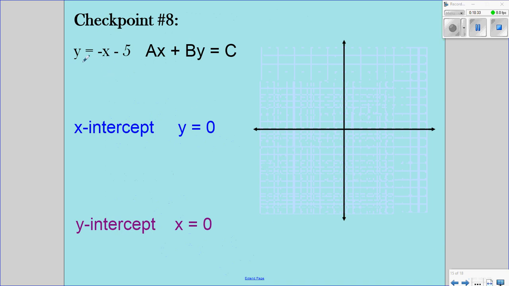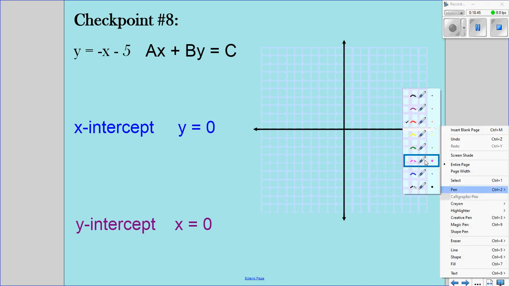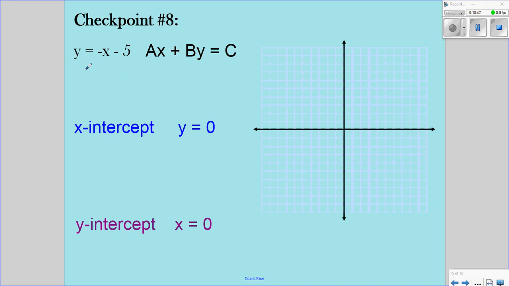Alright, so for this one, it says y equals -x minus 5. In order to find your x-intercept, I'm going to use blue. I could turn it into the standard form if I wanted to, but I'm just going to plug it in. Use this and then plug it in. So for my x-intercept, my y has to equal 0. So then this would be 0 equals -x minus 5. I'm adding 5 on both sides.